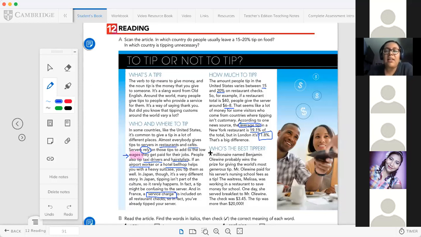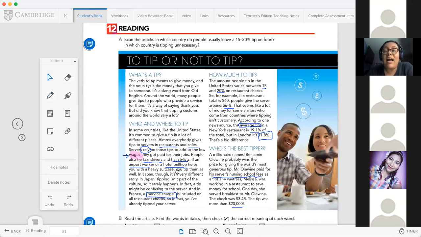So, and I'm gonna read the last part. It says, who's the best tipper? A millionaire named Benjamin Olewine probably wins the prize for giving the world's most generous tip. Mr. Olewine paid for his server's nursing school fees. Oh my God, le pagó la escuela. For his server's nursing school fees as a tip. The waitress, Melissa, was working in a restaurant to save money for school. One day, she served breakfast to Mr. Olewine. The check was $3.45 and the tip was more than $20,000. Bueno, un caso extraordinario de alguien que quería regalar dinero, ¿no? So, imagine that. Go figure.